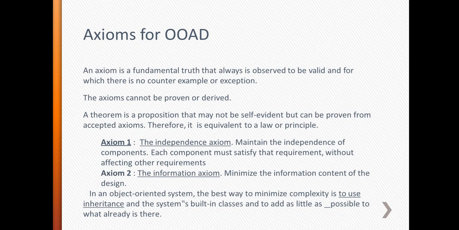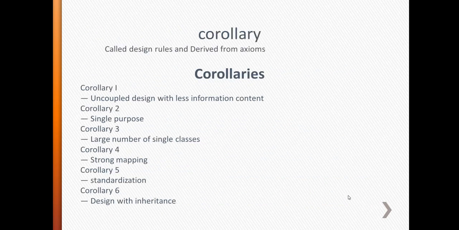There are two types of axioms, axiom 1 and axiom 2. Axiom 1 is associated with independence and axiom 2 is associated with information. The independence axiom is used to maintain the independence of components. Each component must satisfy the requirements without affecting other requirements. The information axiom is used to minimize the information content during the design process. For minimization, the inheritance concept is used.